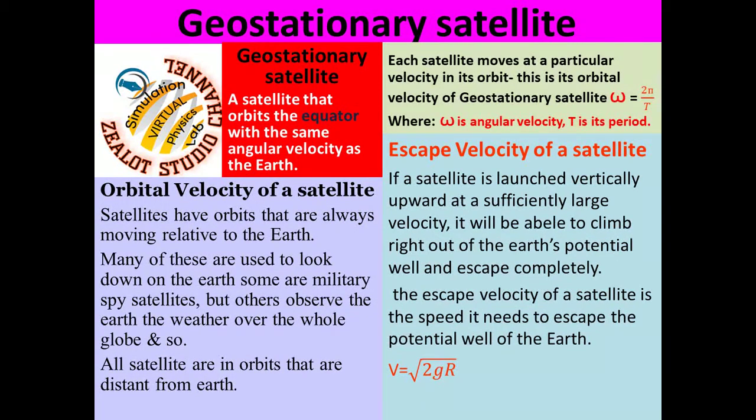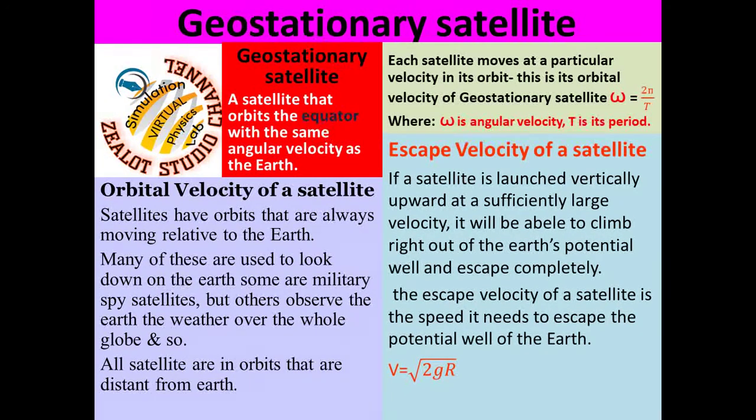Satellites have orbits that are always moving relative to the Earth. Many of these are used to look down on the Earth. Some are military spy satellites. This is the use of satellites. Some of the satellites escape the orbits, right out of the Earth's potential, escaping completely.